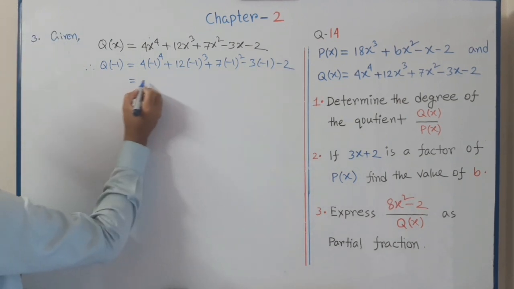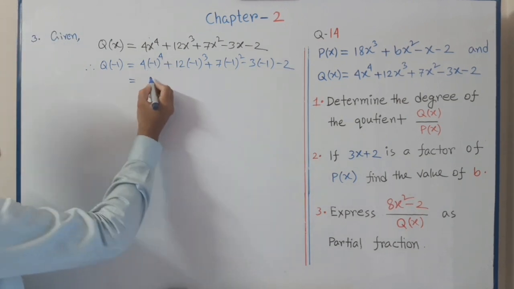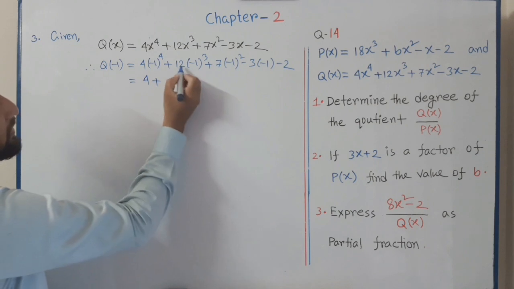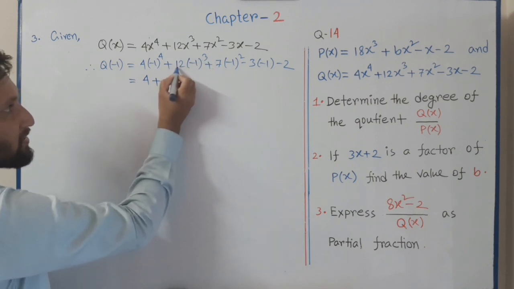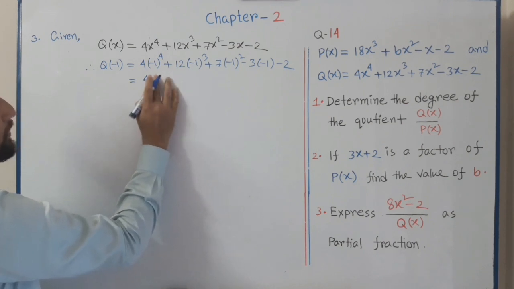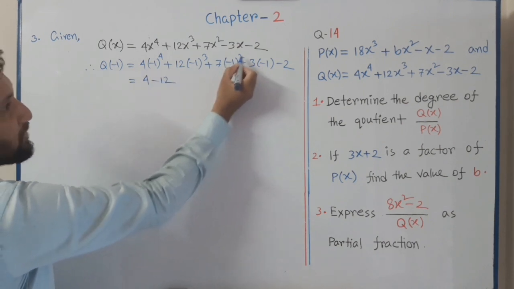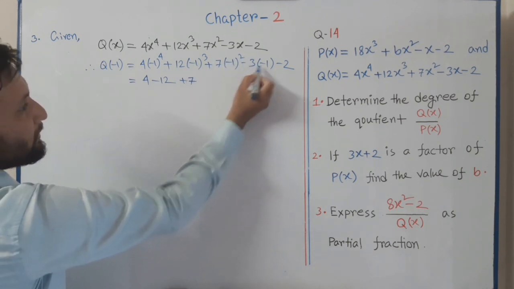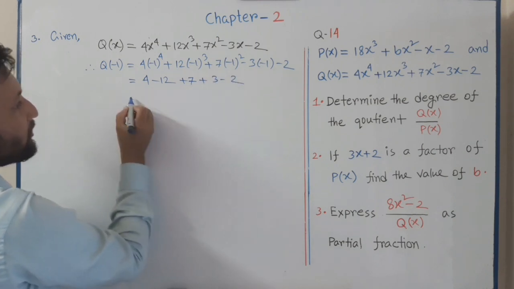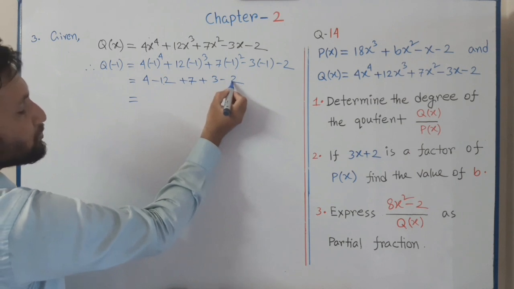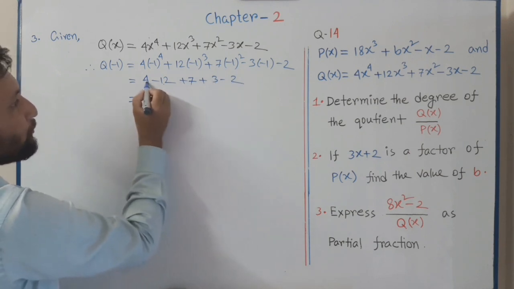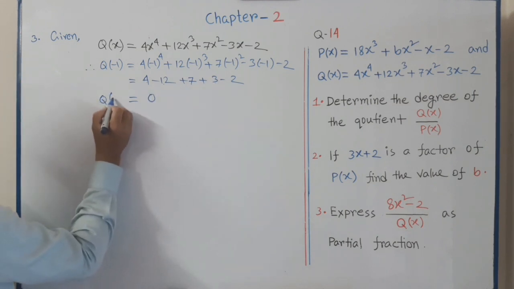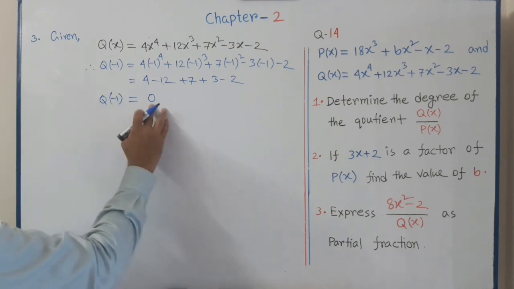By calculation, (-1) to the power 4 is plus 1, so 4 into plus 1 means 4, and then plus 12 times (-1) cube, that means minus 12, and then (-1) square, so the sign will be plus, plus 7, and then minus and minus, so plus 3, and then minus 2. Here minus 12 minus 2 is minus 14, and 4 plus 7 plus 3 is plus 14, so this is 0. That means q(-1) equals 0.